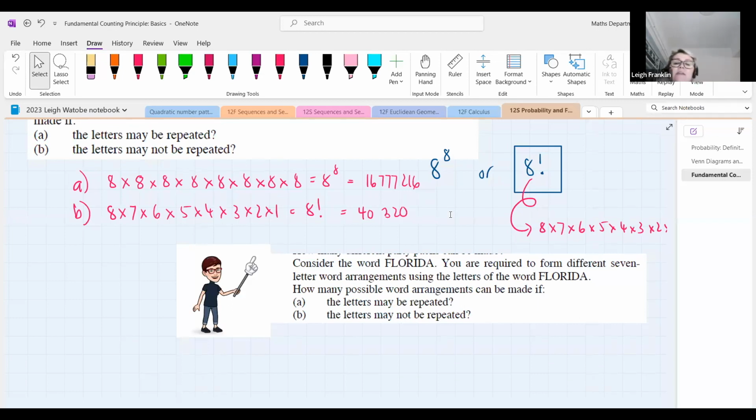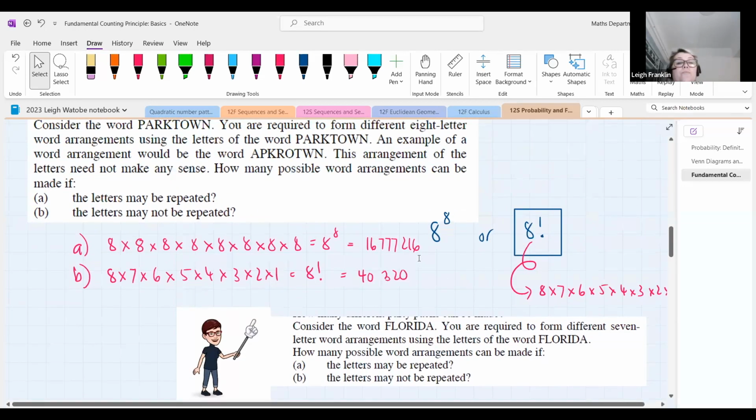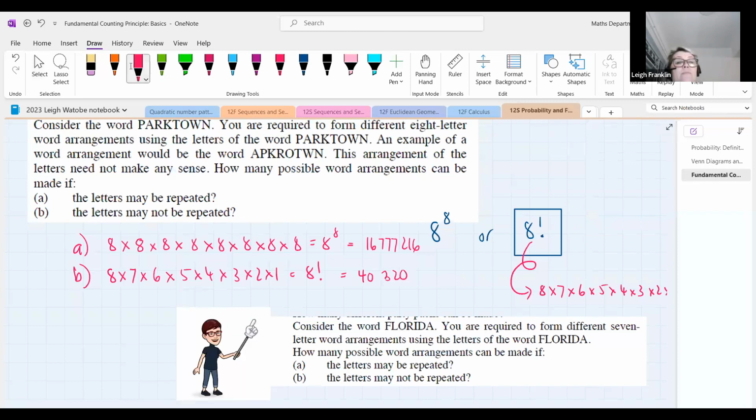Can you please explain to me when we get a sum which says the letters may be repeated? That's when I'm confused. Okay, so if letters are allowed to be repeated, if we take the same example as before, you've got 8 different letters to choose from. So if you chose a P the first time, you could choose a P the second time, or an A or a K, or an R or a T or an O or a W or an N.